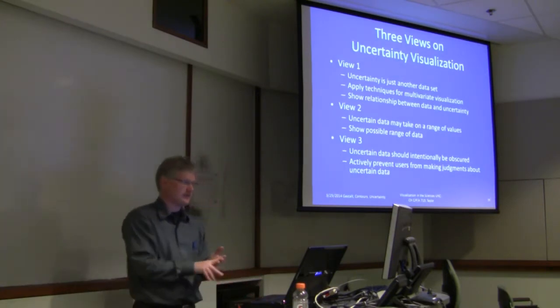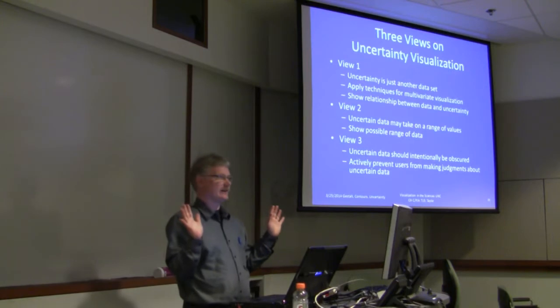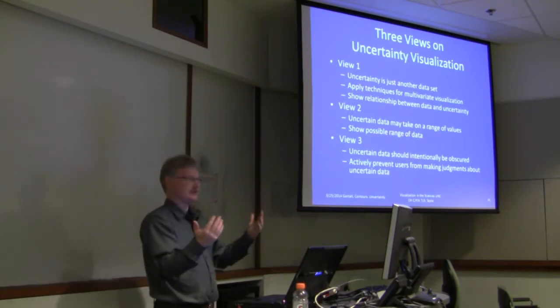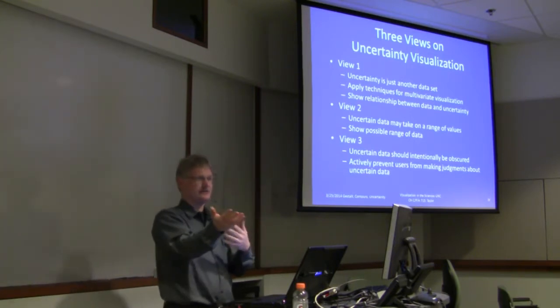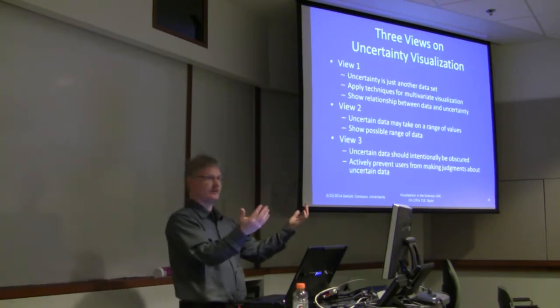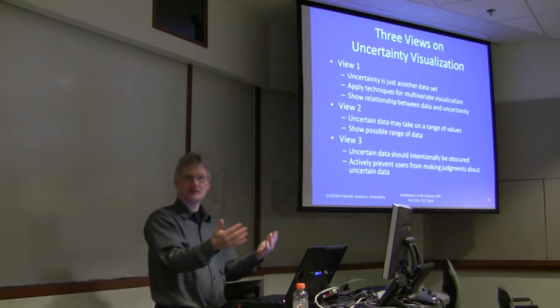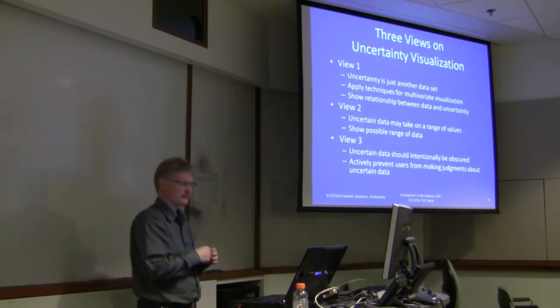All right, so there are 3 ways you can think about uncertainty. One is it's just another scalar field. I've got my scalar field and I've got my uncertainty, which is another scalar field. So I'm going to do a multivariate visualization, with the height from data and the color from uncertainty, or maybe the height from uncertainty and the color from data. You can treat it as another data set to layer on top.